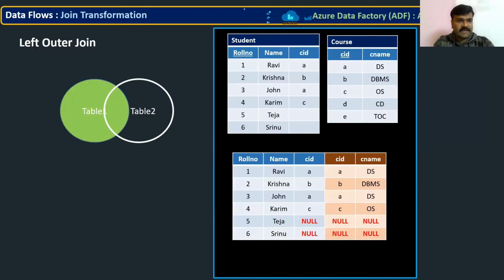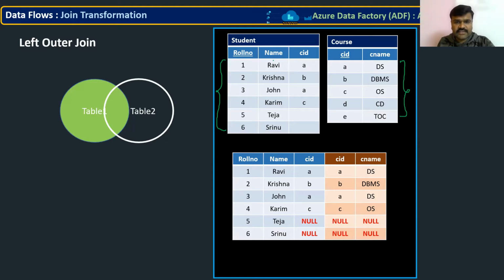See, let us see here left outer join if you observe. The same diagram we saw, but now here you see student and course. There are a total of 6 students, and a total of 5 courses. The course IDs are A, B, C, D, E and the course names you can see: DS, DBMS, OS, CD, TOC. Whatever the names are, don't worry.